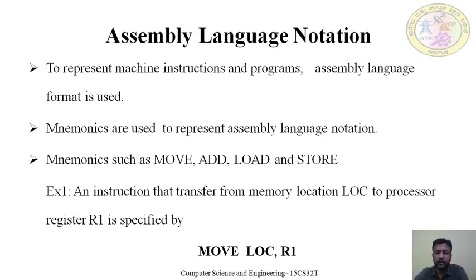So let's consider one example. An instruction that transfers data from memory location LOC to processor register R1 is specified by: the contents of LOC need to be transferred to R1, specified in assembly language using MOVE. So MOVE is the opcode that transfers the LOC content to register R1.